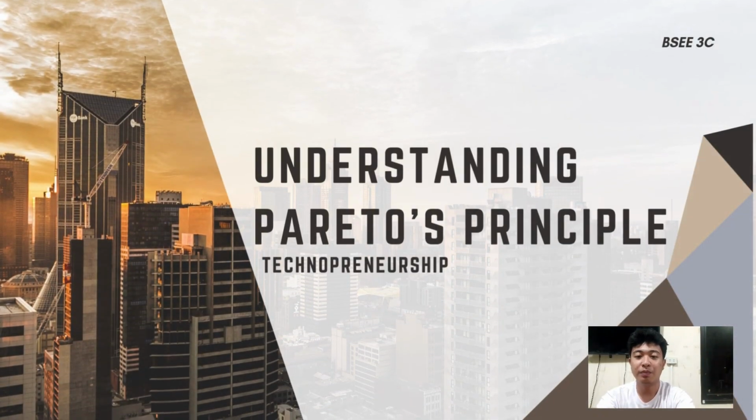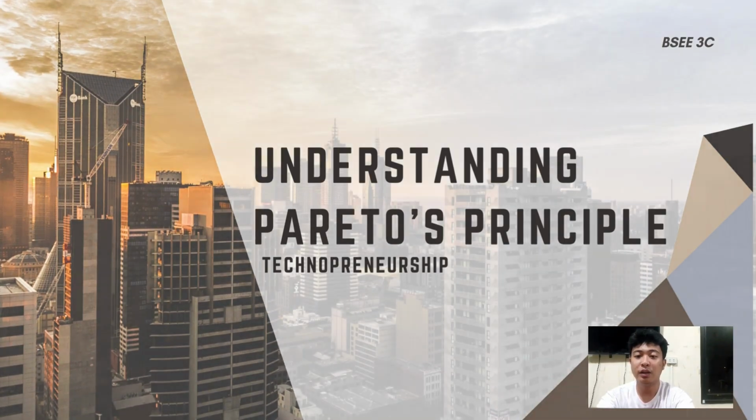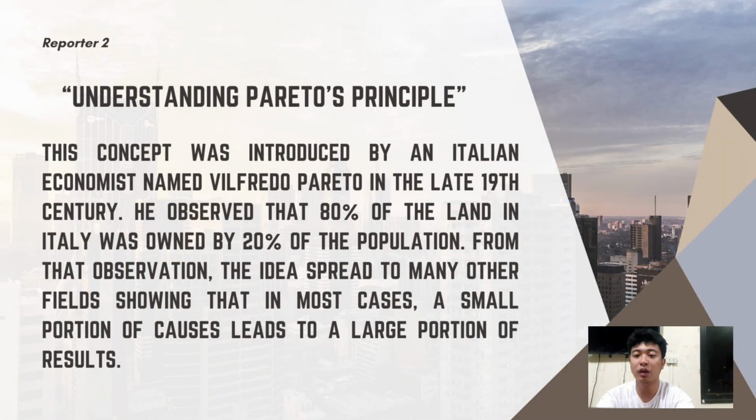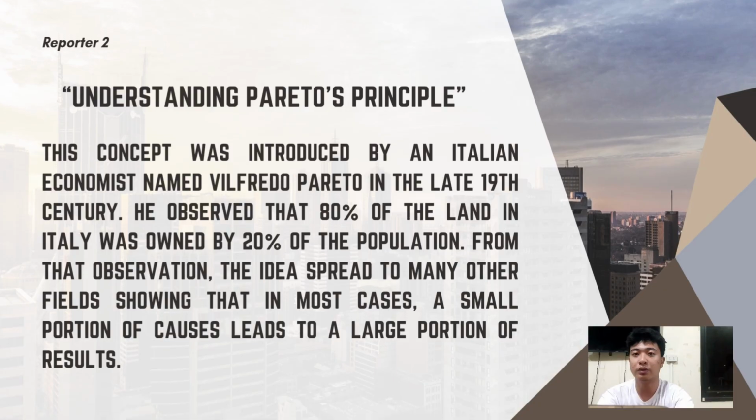I'm Karl Abenoja and I'm explaining Pareto's principle, also known as the 80/20 rule. This concept was introduced by an Italian economist named Vilfredo Pareto in the late 19th century. He observed that 80% of the land in Italy was owned by 20% of the population. From that observation, the idea spread to many other fields, showing that in most cases, a small portion of causes leads to a large proportion of results.